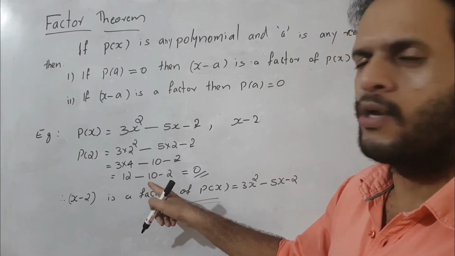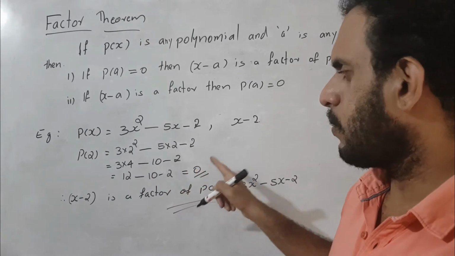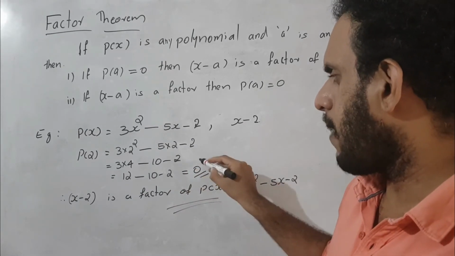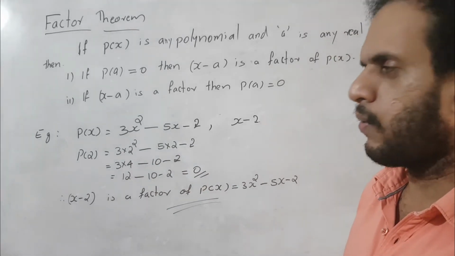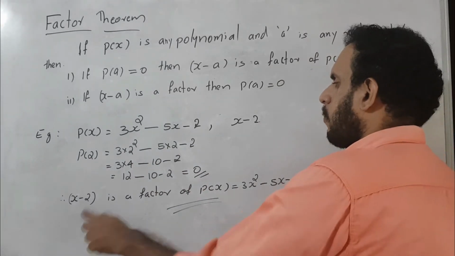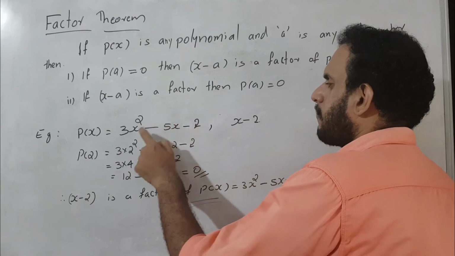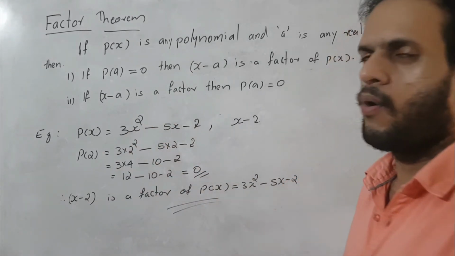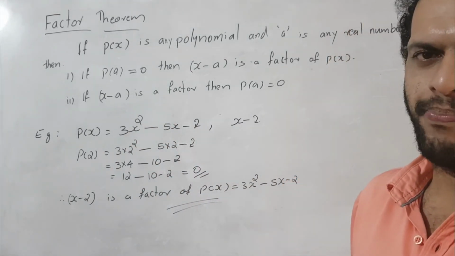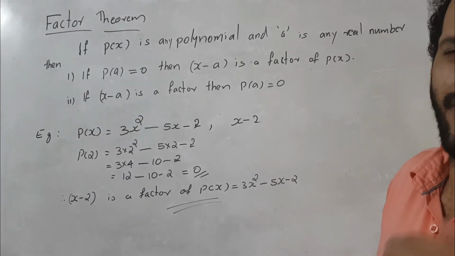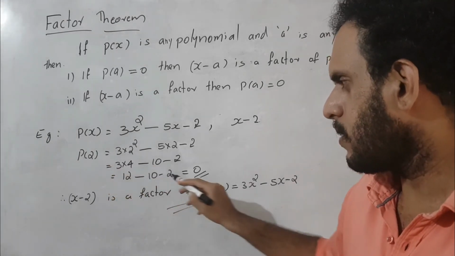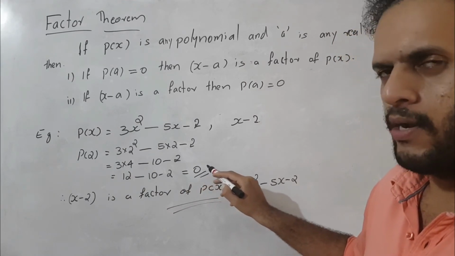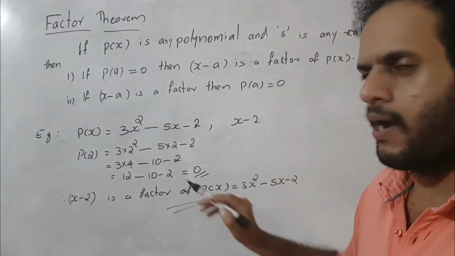Then 12 minus 10, 2. 2 minus 2, 0. That means the value of remainder is 0. p of 2 is equal to 0. So what do we conclude? We conclude, therefore, x minus 2 is a factor of the polynomial p of x. Okay? Clear? Then what is our second condition? That one is the reverse. If p of 2 is equal to 0, then we conclude that x minus 2 is a factor.